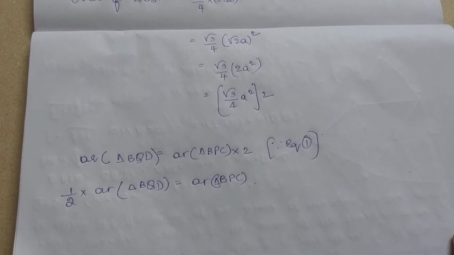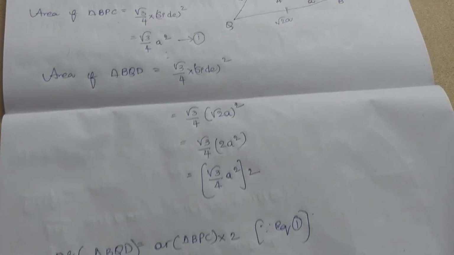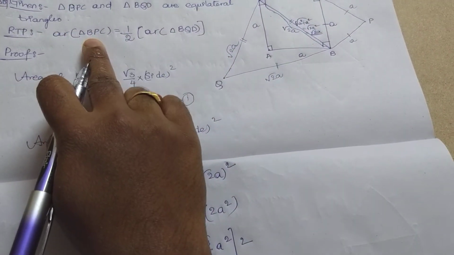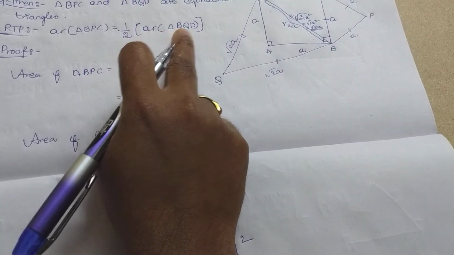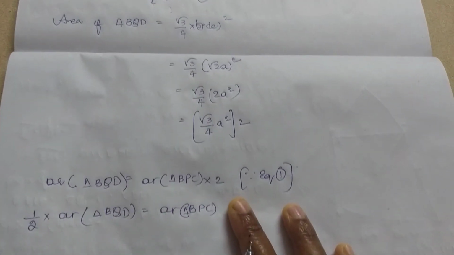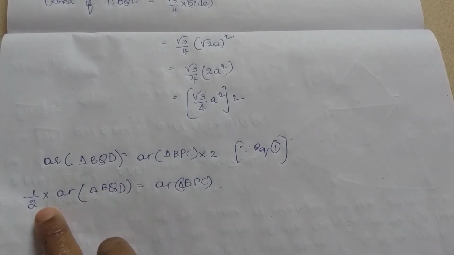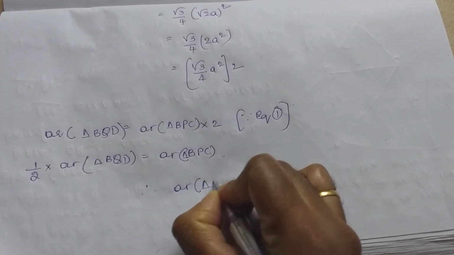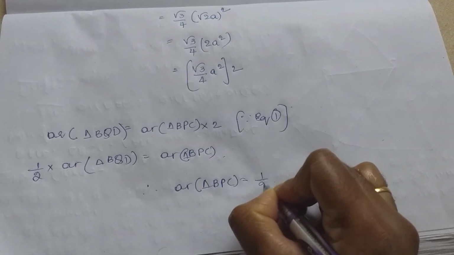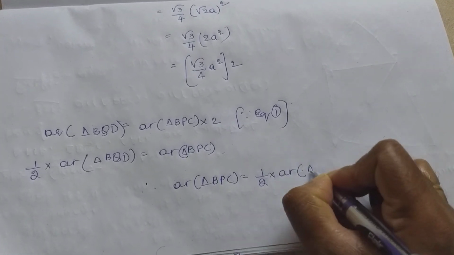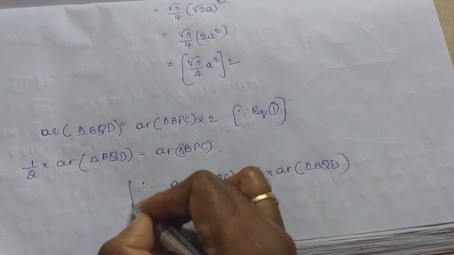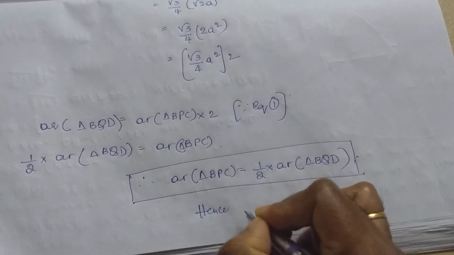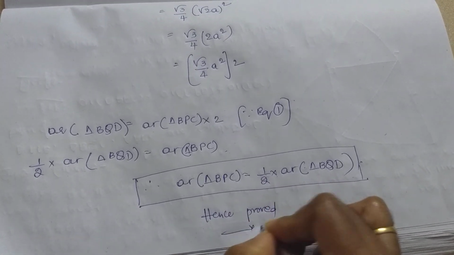Now let's see what we have to prove in the required to be proved. We have to prove that area of triangle BPC equals half of area of triangle BQD. Let's see what we got here. Yes, we got area of triangle BPC equals half of area of triangle BQD. The same thing we got, right? So we got the same thing that needs to be proved, and you can write hence proved. Clear? Hence it is proved.